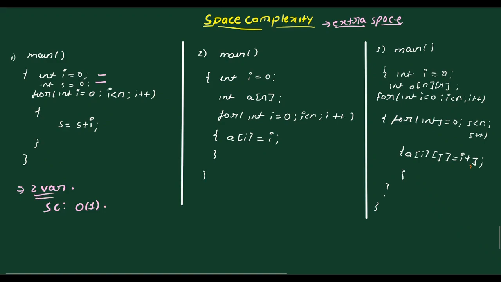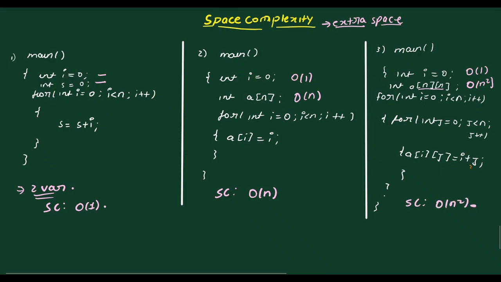Let's see the second one. Int i equals 0. We have built a one-dimensional array of size n, and we have a variable of size 1, right? And no more space. So the space complexity is order of n. Similarly, if you analyze the third question, we have used an array of size n square and no more space, just extra order of 1 space. So the space complexity is order of n square.